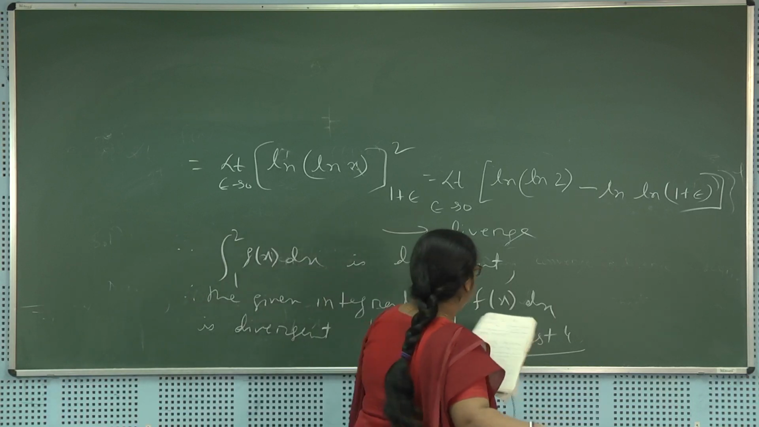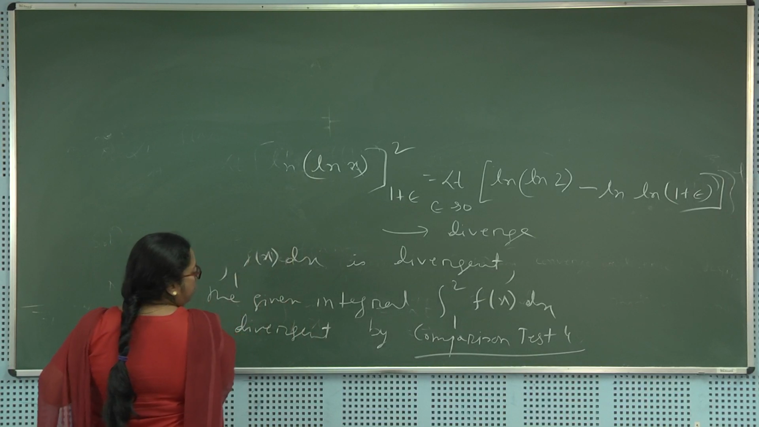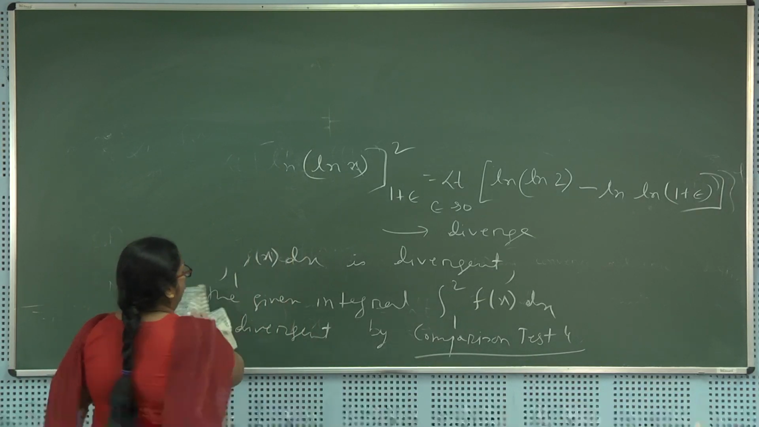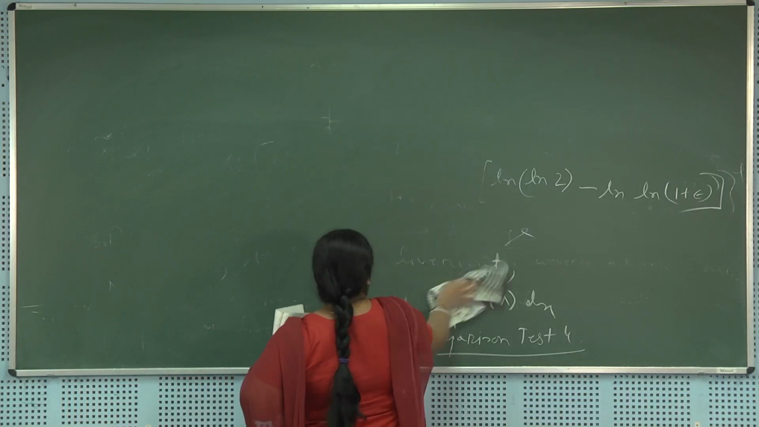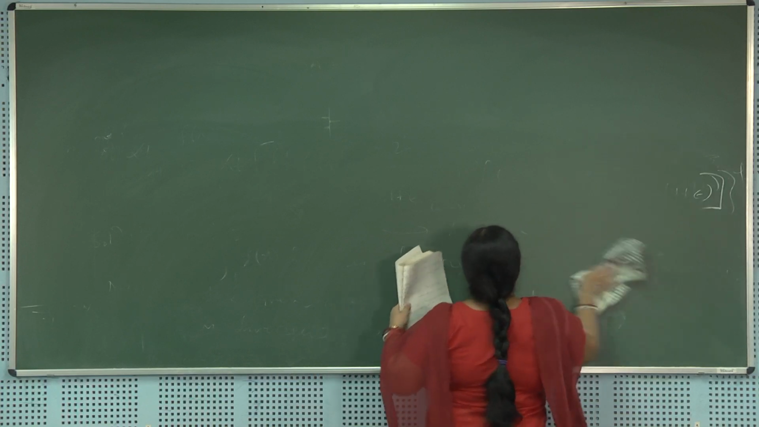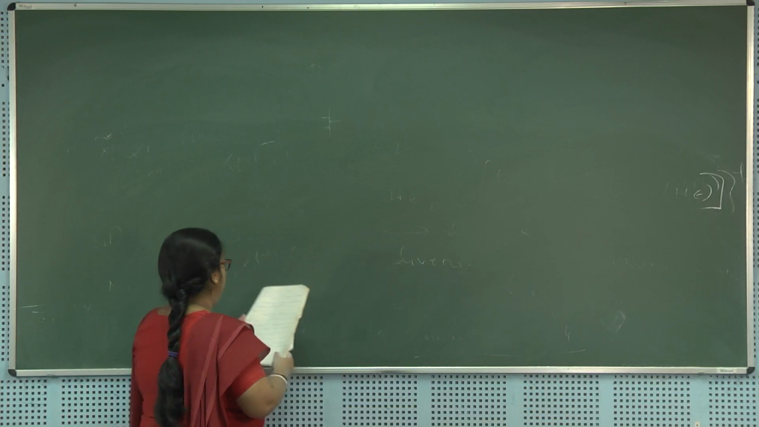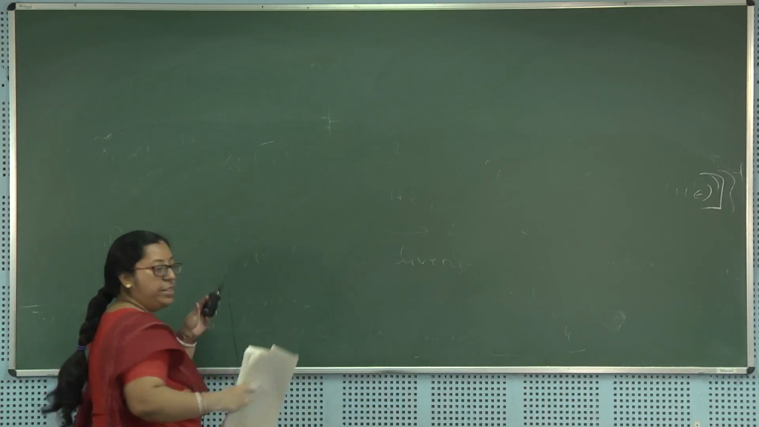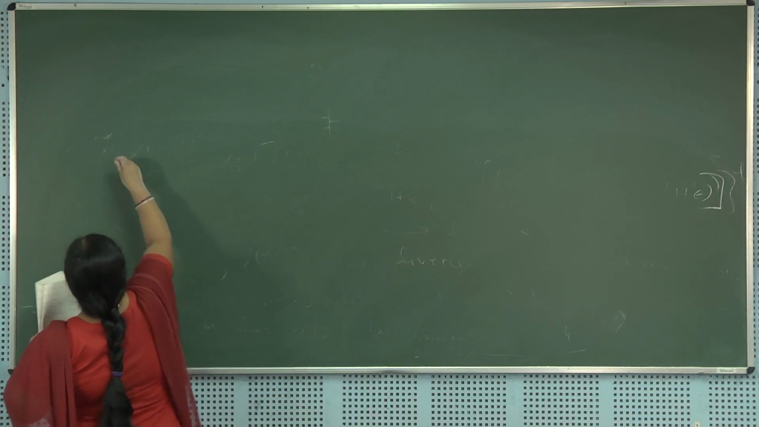Take down some problems similar to this. So, comparison test 4 says that both the integrals will converge or diverge together, if you can show the limit is a number which is neither 0 nor infinity. Take down some exercises.